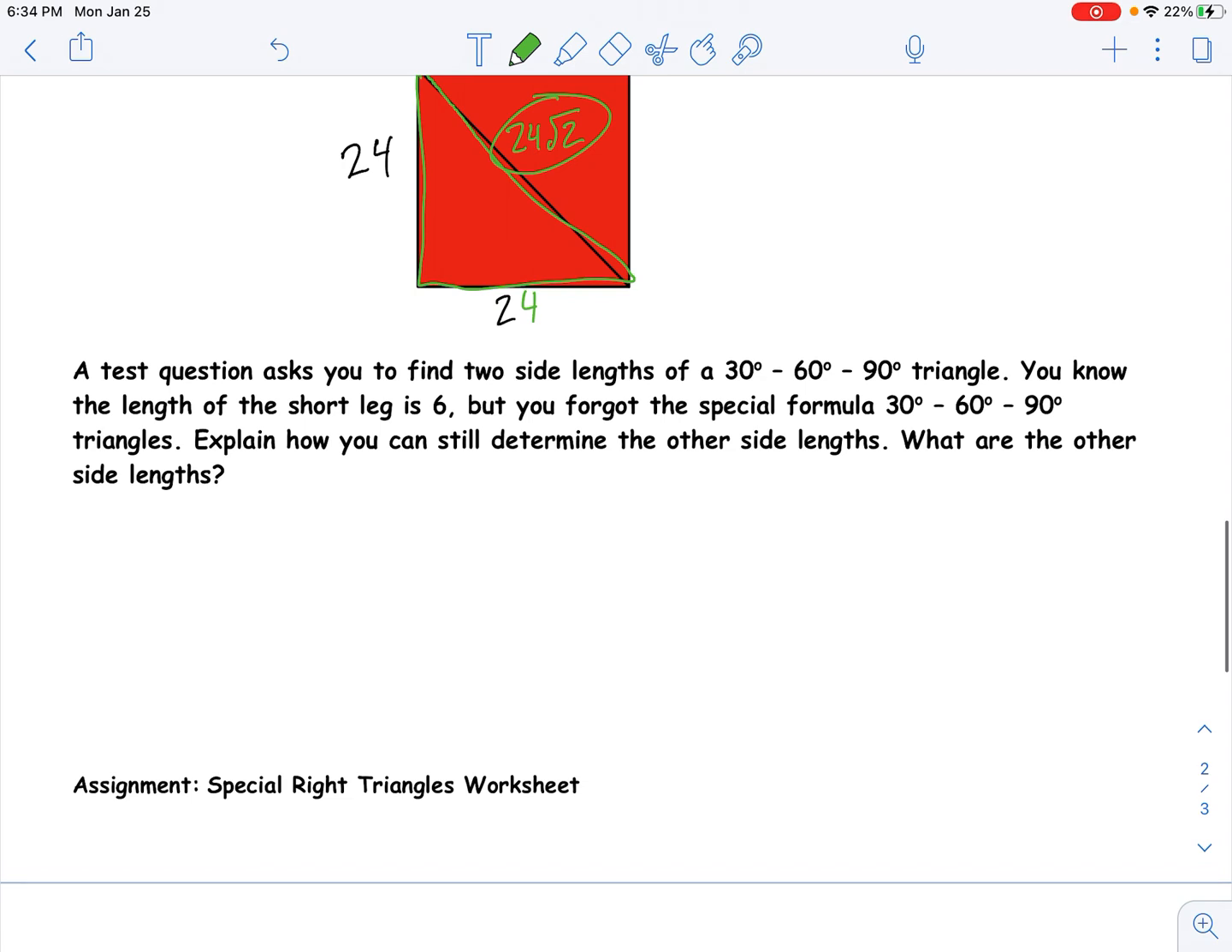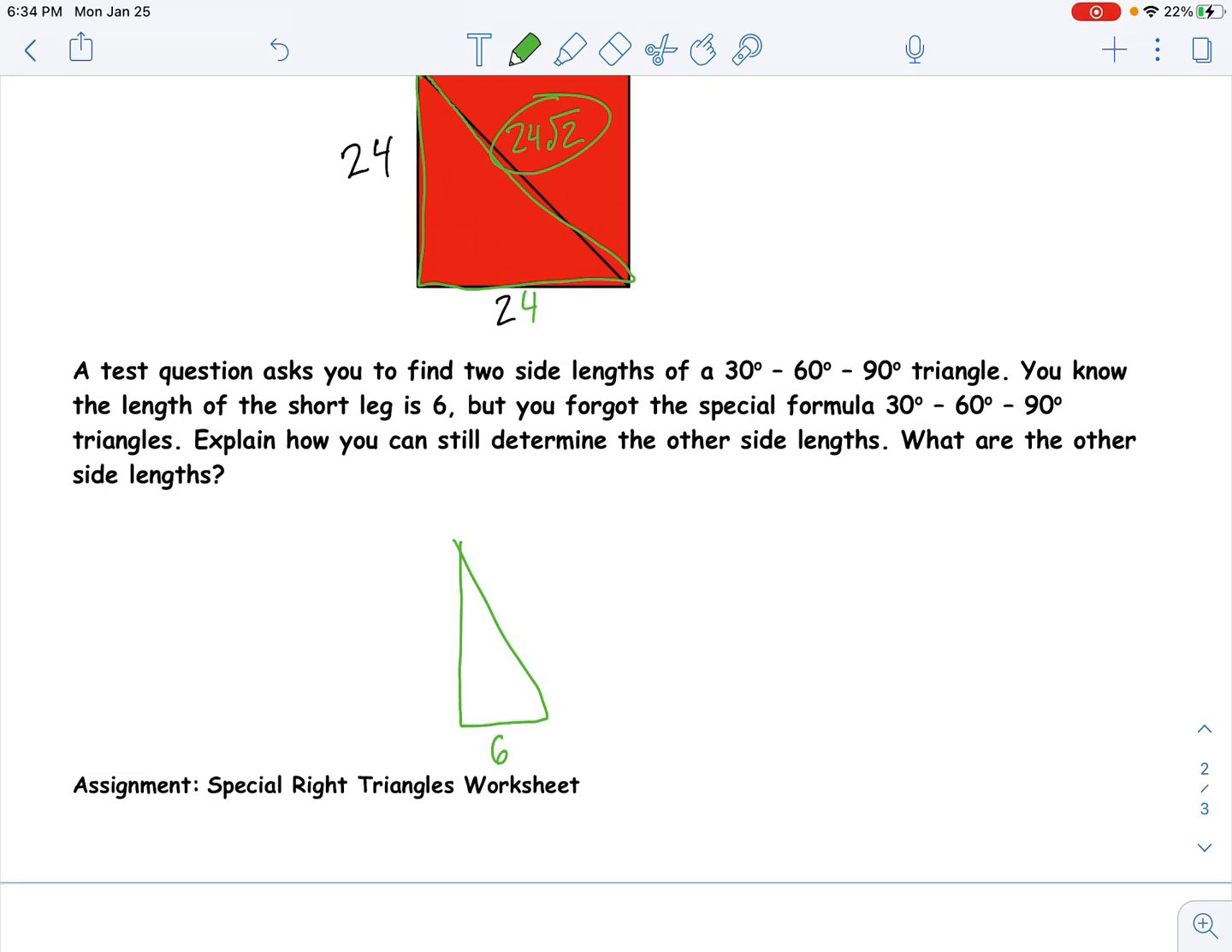A test question asks you to find two side lengths of a 30, 60, 90 triangle. You know the short leg is 6. Okay, I'm going to start drawing this right now before we get too far in. So short leg is 6, but you forgot the special formula. Oh, shoot, we forgot the special formula. So what should we do?